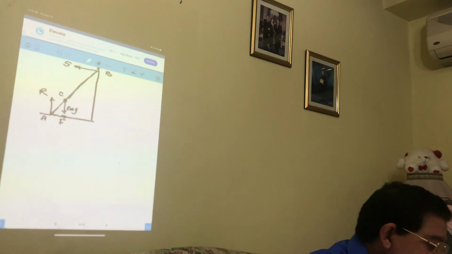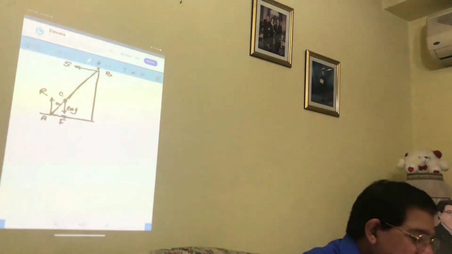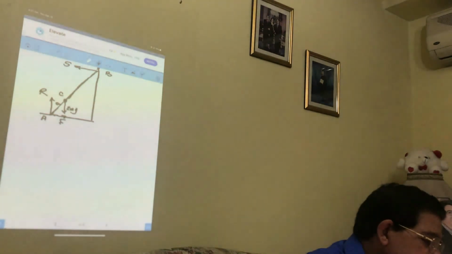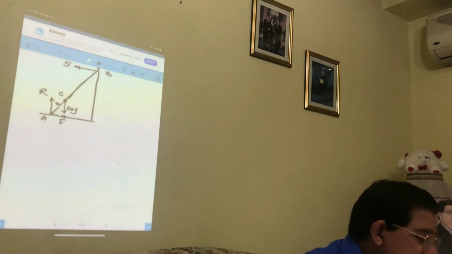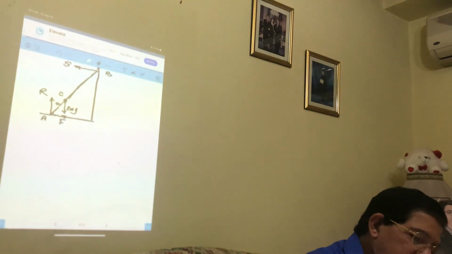A load of mass 2m, therefore the weight is 2mg at point C, where that distance is A. The ladder is modeled as a uniform rod. Now it says that the ladder is uniform. The ladder length is 3A. This means that the weight of the beam is going to be here. The weight of the beam is mg. If that distance is half of 3A, that is 1.5A.